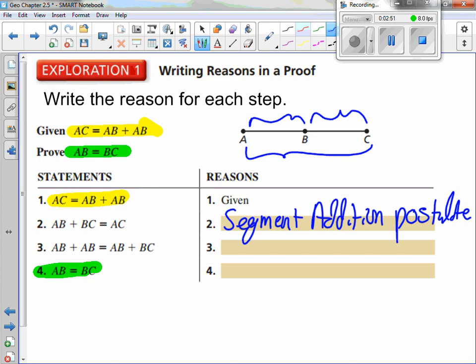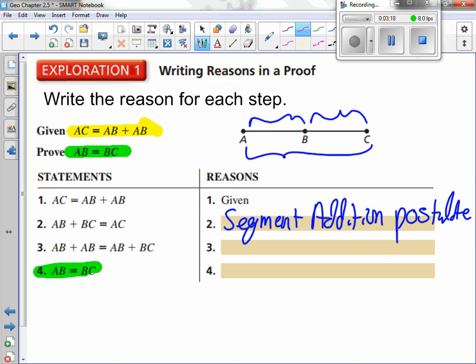Again, knowing these postulates or having them down and referencing back to them is going to be crucial for this year. It's going to be knowing these postulates, or at least having an idea and remembering what they are, because we are going to be using them. So AB plus BC equals AC, that's just our segment addition postulate. We used it in chapter 1. Now let's look at what's next.